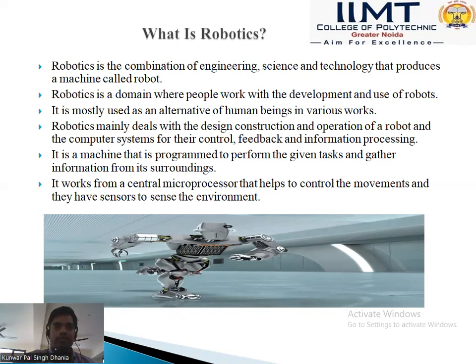There are two things in the robot: one is the microprocessor and one is the sensor. The sensor senses and the microprocessor controls the movement, according to what things have to be sensed.